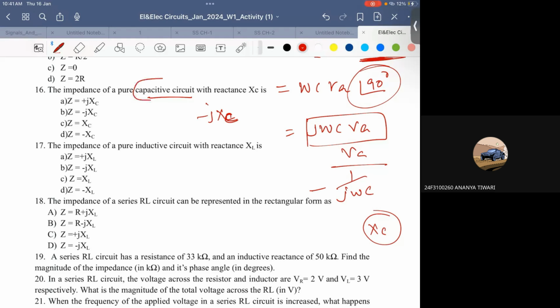Capacitive circuit, right? So you think about capacitors. The impedance becomes 1 upon J omega C.